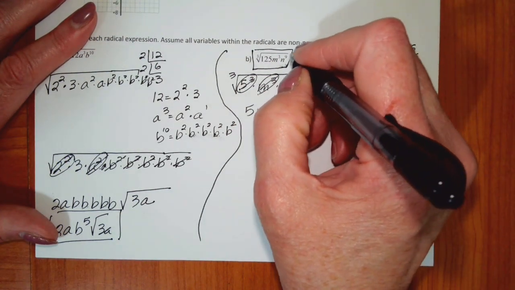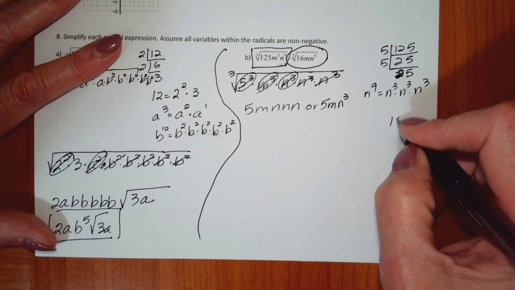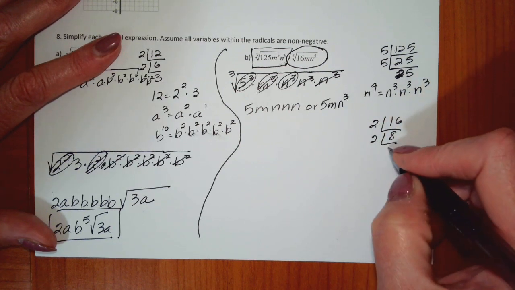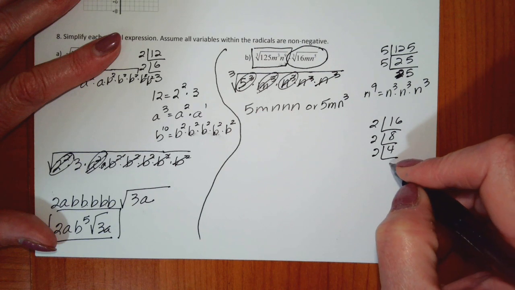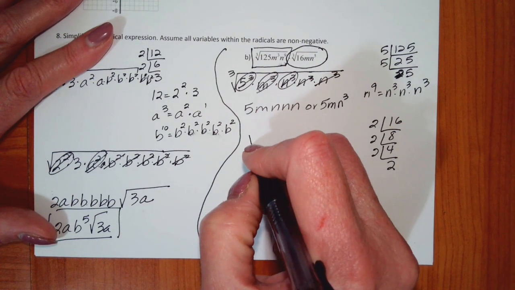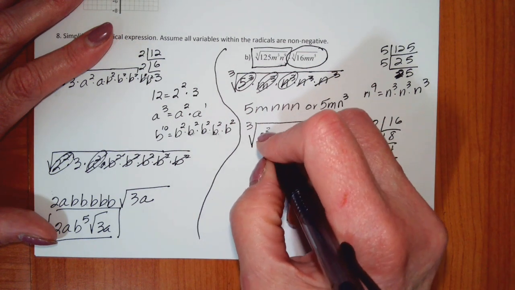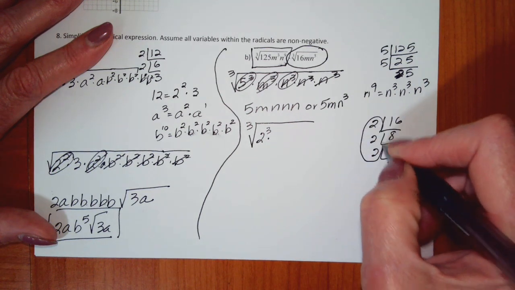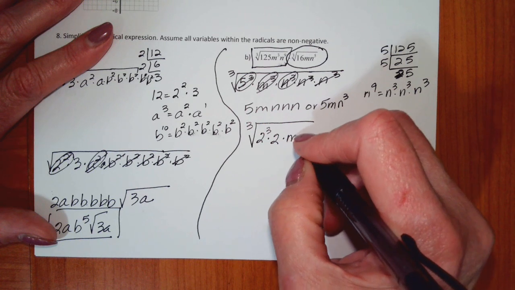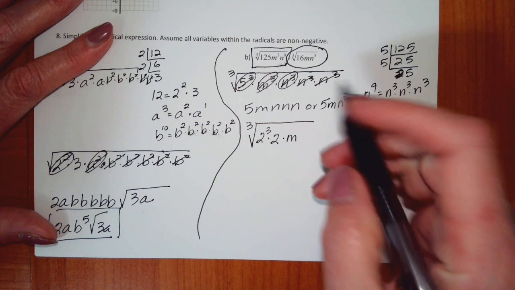Now let's look at the next one. Okay, so I'm going to look at 16. It's divisible by 2, divisible by 2, divisible by 2, and divisible by 2. Okay. So I can write that as the cube root of 2 to the third, I've got 3 of them, times 2. The m, 1 is smaller than 3, so I can't do anything with that.